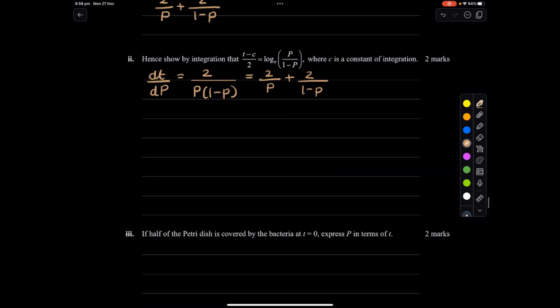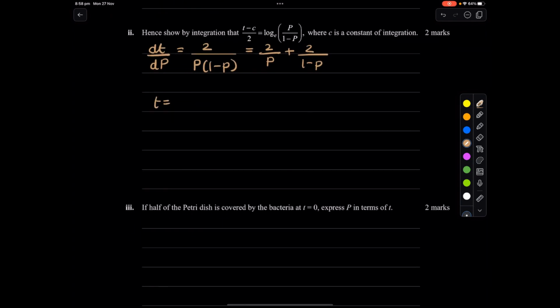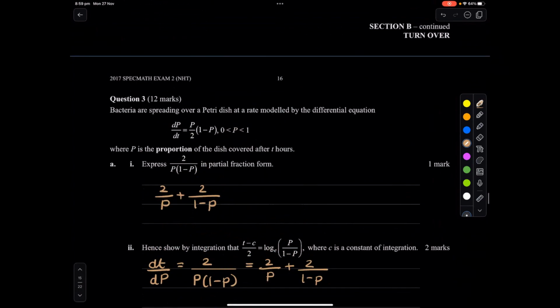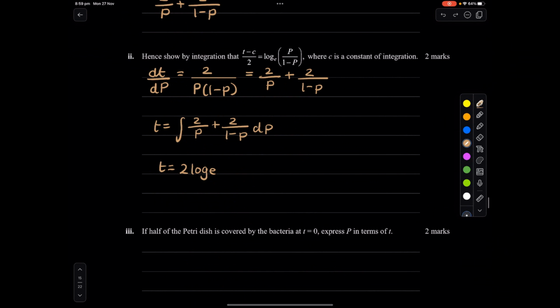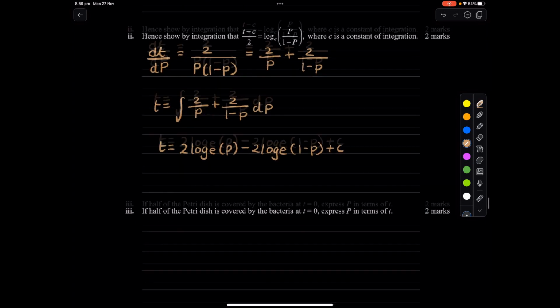Okay, so if we integrate that, we get t is equal to the integral of 2 over p plus 2 over 1 minus p dp, which is t equals 2 log e p minus 2 log e 1 minus p. We don't need absolute value because we know that p is between 0 and 1, so the inside of the log is always greater than 0. So that's good. And we're going to plus c here.